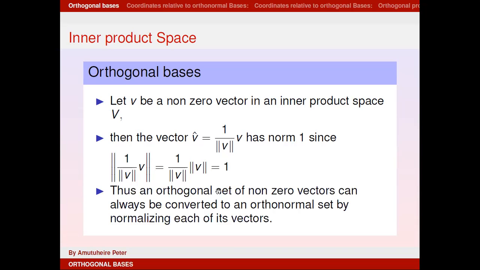And thus, an orthogonal set of non-zero vectors can always be converted into an orthonormal set by normalizing each vector. So once we have an orthogonal set, we can change it into an orthonormal set. What do we do? We normalize each vector. How do we normalize each vector? We take each vector divided by its norm.